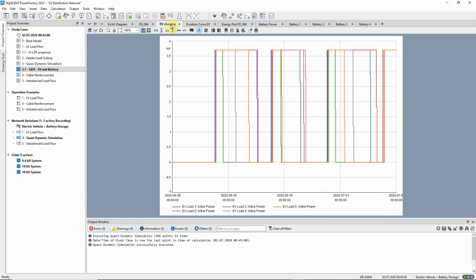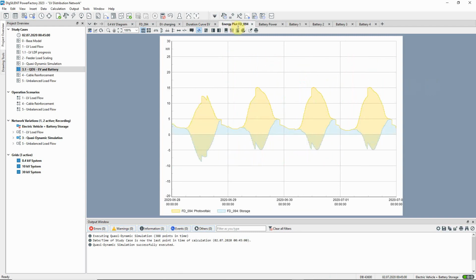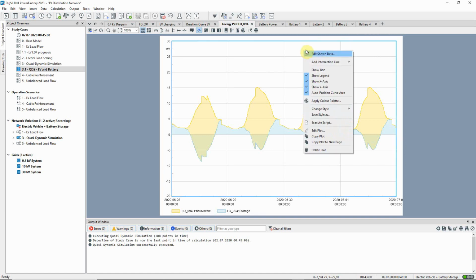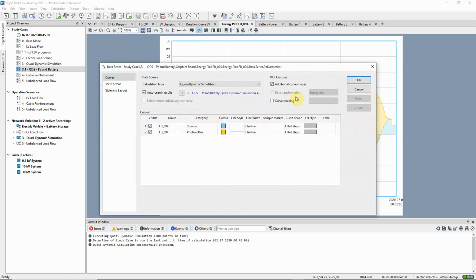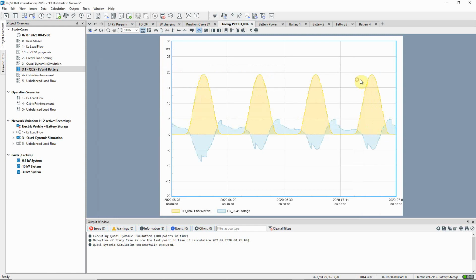Here on the EV charging plot, we can see the charging activity of the 5 vehicles. The random start times and initial states of charge are reflected in the differing charging patterns each day. This energy plot shows the PV output and battery storage activity. Note that this plot uses a curve stacking setting, giving a resultant profile. If we remove this flag, we can see the PV and storage profiles separately.